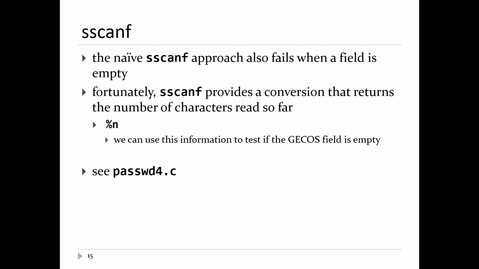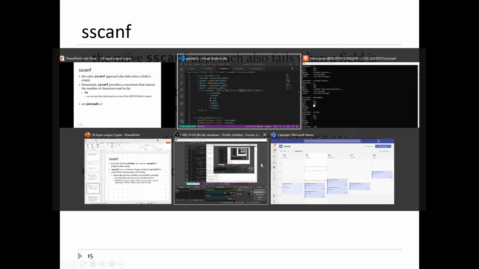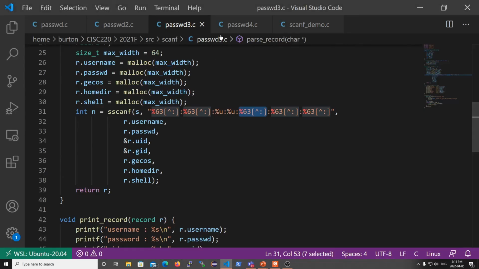Now, scanf provides a conversion that returns the number of characters read so far. There's the conversion %n, which will store the number of characters that have been read by scanf when it reaches %n. And so we can use this information to test if that GCOS field is empty. So let's look at password 4.